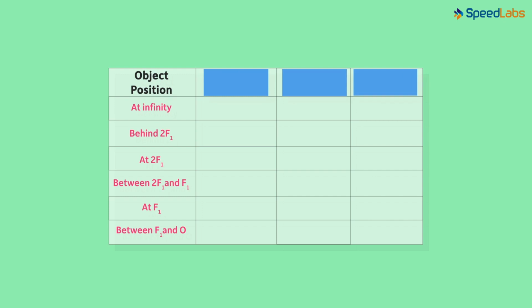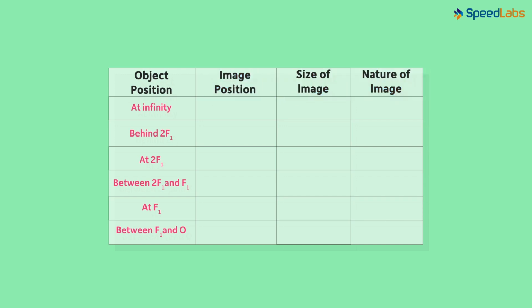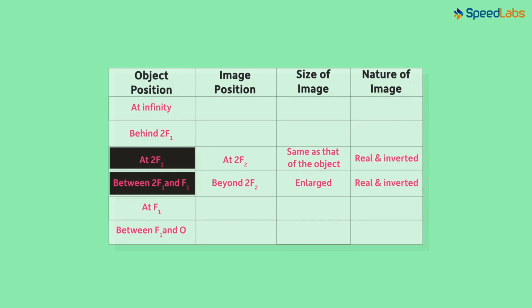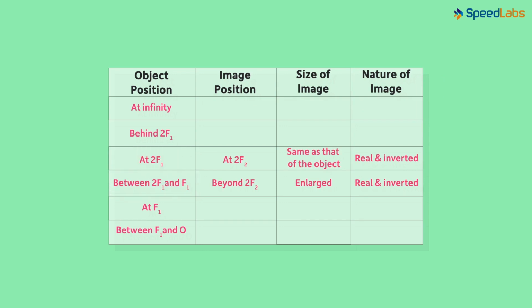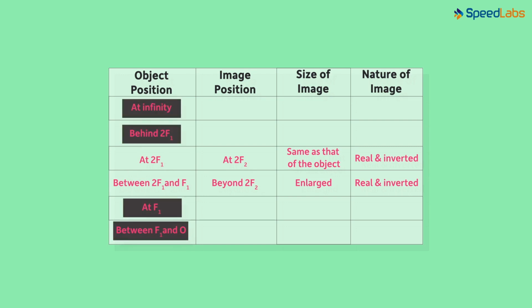Let's make a table having 4 columns in it. The first column represents the position of an object. Second, third, and fourth represent all the properties of the image, that's its position, its size relative to the object, and its nature. Nature of the image means whether the image is a real image or a virtual image. Okay, so for these two positions, we already know the properties of the image with the help of the ray diagrams we drew. We will cover the remaining cases in the following parts of the video.